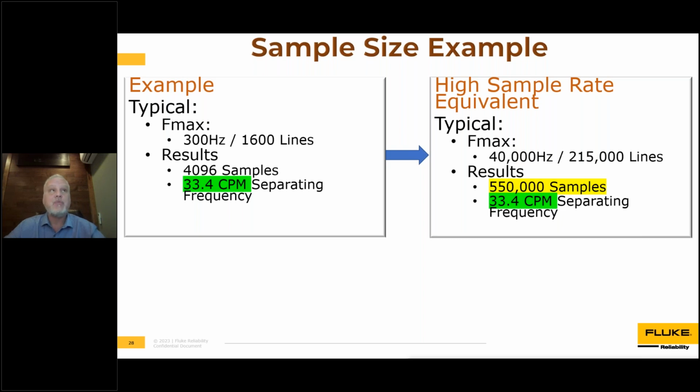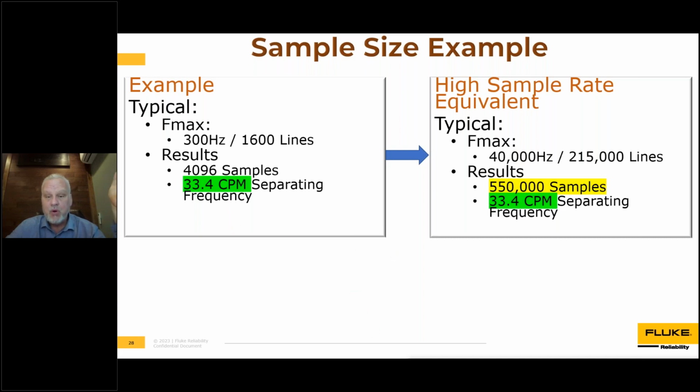Let me give you an example. Standard sampling here, probably for an 1800 RPM machine for us, 300 hertz, 1600 lines. That gives us a typical separating frequency. The resolution of the spectrum gives us roughly 33 CPM as separating frequency. To maintain that separating frequency and to sample at high frequency rate, in this case 40 kilohertz bandwidth, is going to require 550,000 samples. Very large data set.